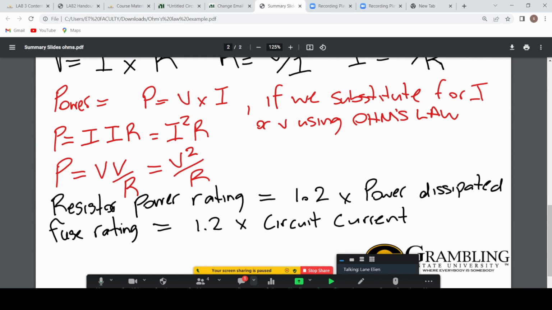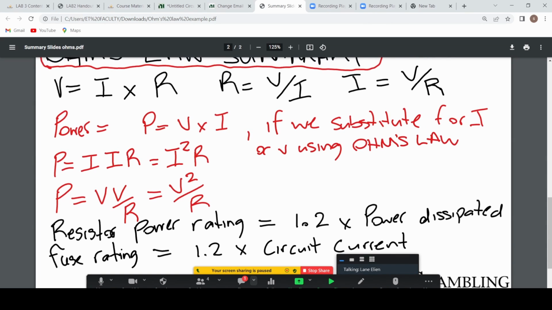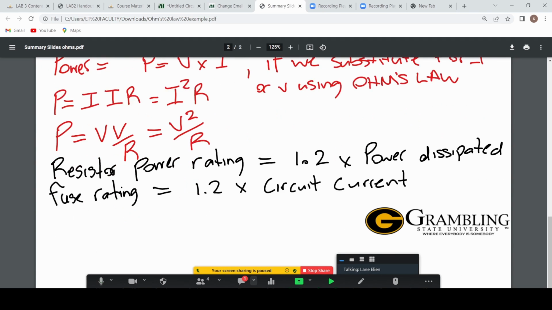So if we substitute V is equal to I times R for V, then we end up with I times R times I, which is I squared R. So this is the equation for power. And if we substitute, again, V over R for I, we are going to get V times V over R, which is V squared over R. Again, the resistor rating is 1.2 times the dissipated power, and the fuse rating is 1.2 times the circuit current.